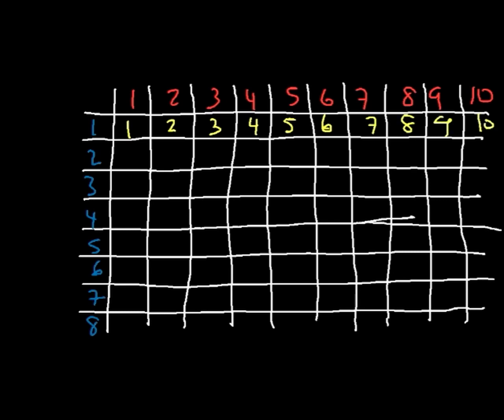Now 2 times 1 is 2. 2 times 2 is 4. 2 times 3 is 6. And these numbers will continue to increase by 2's. So notice the pattern.